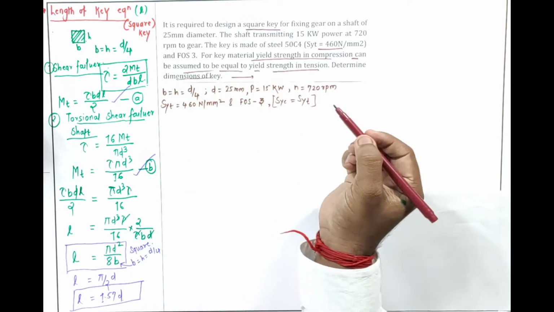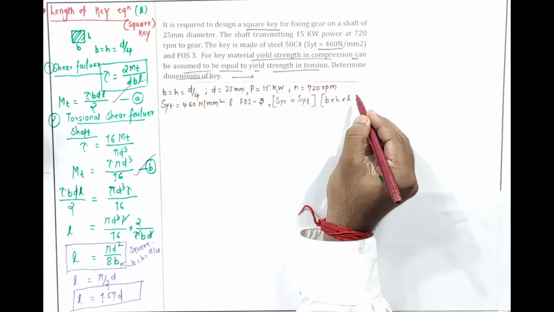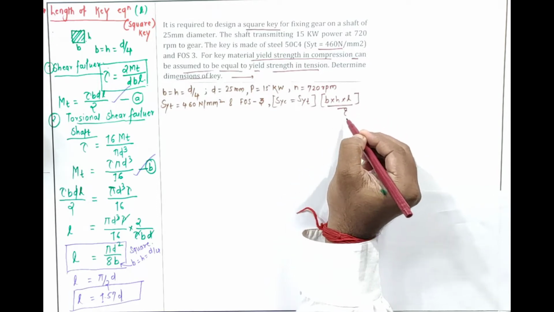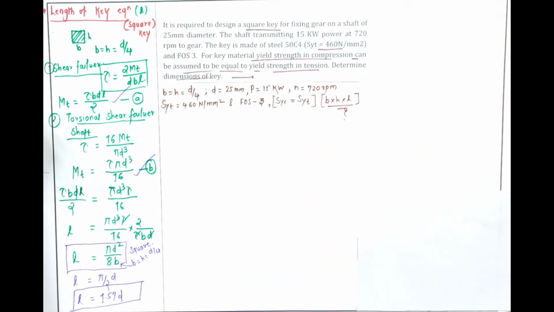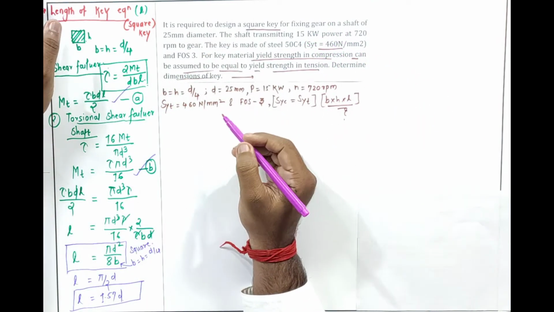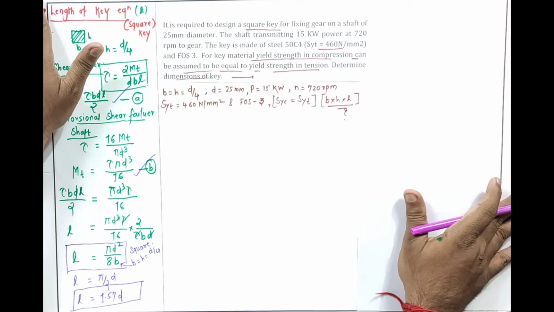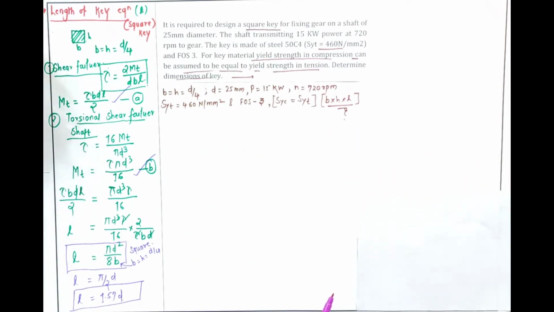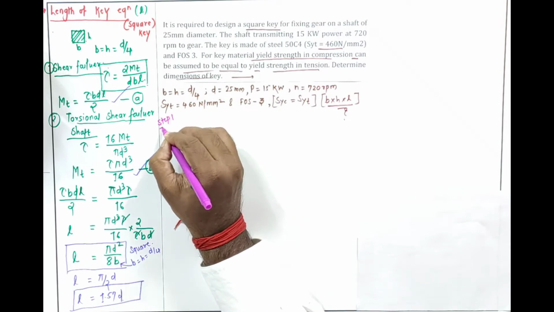Now I told you the dimensions of the key are nothing but B into H into L, so that we need to find out. That is called the design of the key. While reading the numerical, you have to focus like this: read the given data carefully and understand the numerical. So one by one we'll move to the solution. These are the given data. I'll start with step number 1.